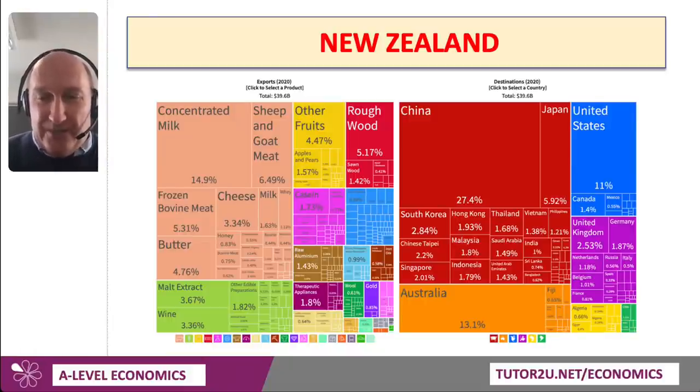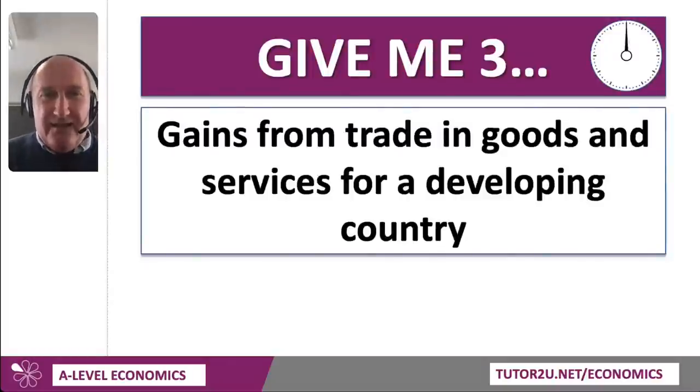Okay, let's go back to our team. Team economics. Here we go. Can you give me, please, 3 gains from trade in goods and services for a developing country? 30 seconds. Have a go.